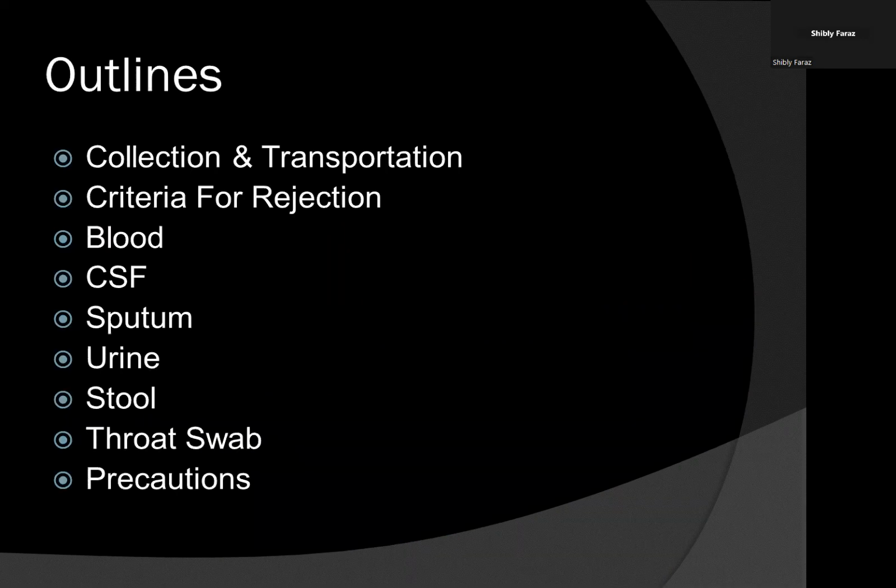The main outlines are collection and transportation of sample, criteria for rejection, blood, CSF (cerebrospinal fluid), sputum, urine, stool, throat swab, and precautions.